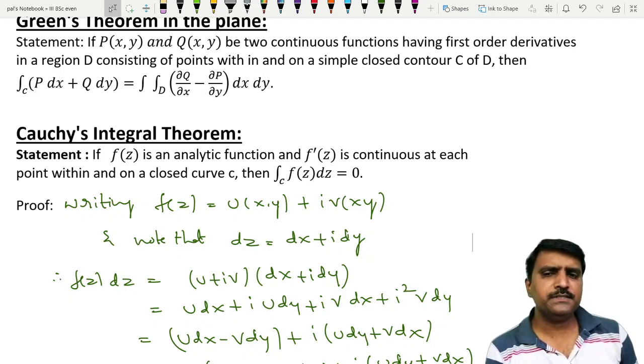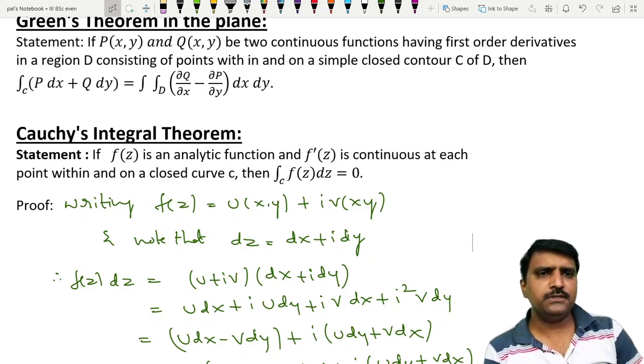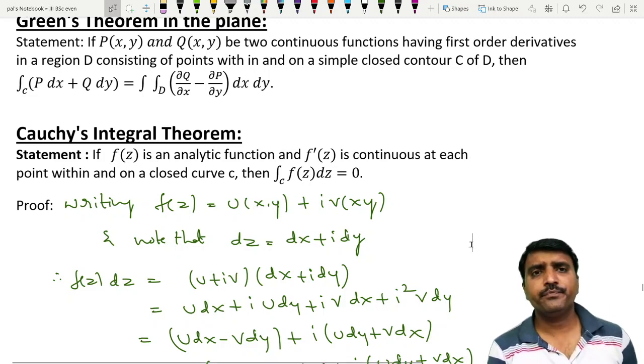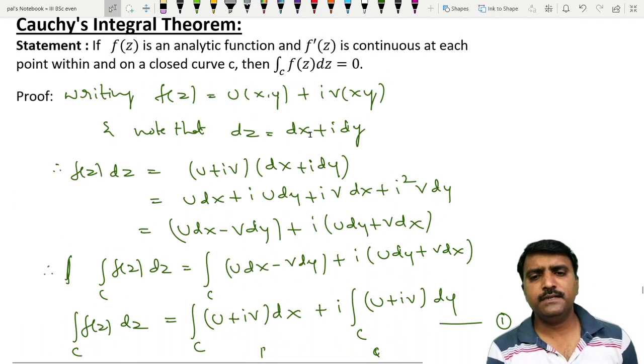To prove this, first you write the analytic function f of z. The standard notation is u plus iv, that is u of x y plus i into v of x y. Note that z is x plus iy, so you can write dz is dx plus i dy. I am writing it because I wanted to find f of z into dz first.